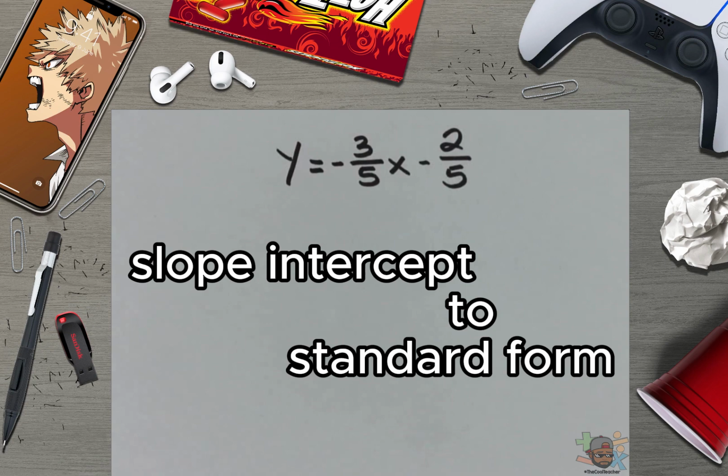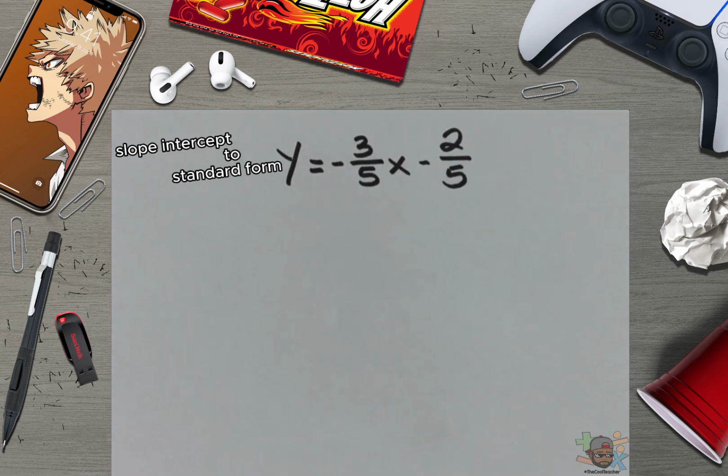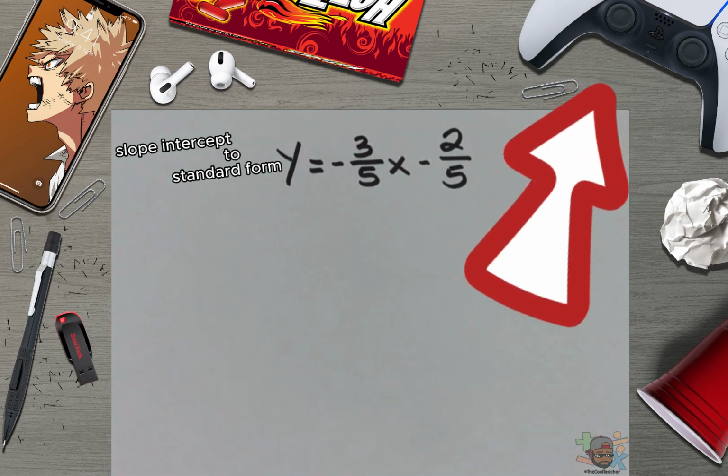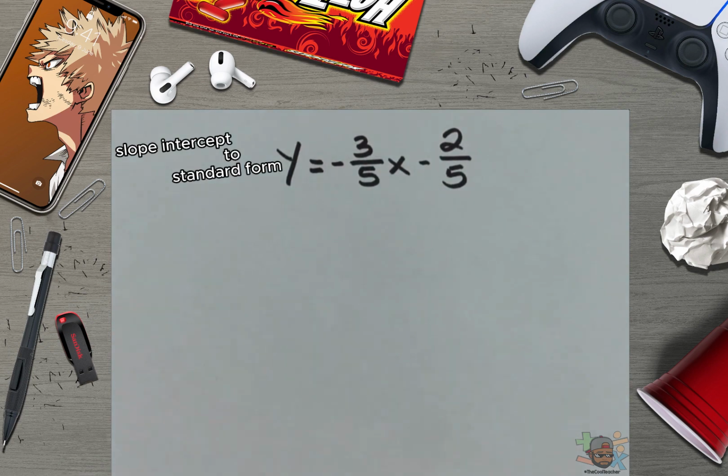My last video, I showed you how to turn a standard form function into a slope-intercept form function, and I actually turned it into this. So if you need to see that, I'll link that above, but I'm gonna turn this back into standard form.